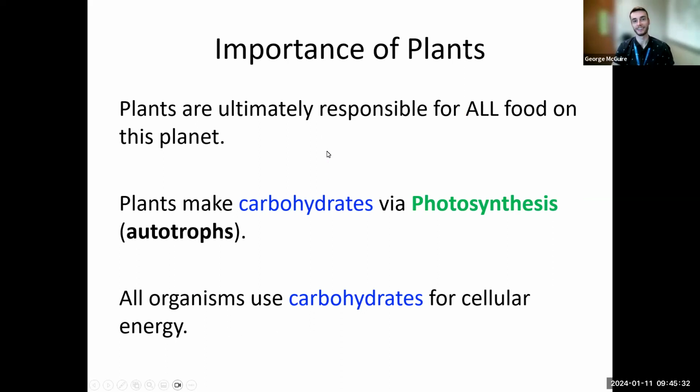So this is basically restating what I was just talking about, right? Plants, through this process of photosynthesis, are ultimately responsible for all of the food on this planet. So without photosynthetic organisms, animals would perish. We have no way to create new food. We just have the ability to consume it and transform it. And thus all carbohydrates come from plants, come from photosynthetic organisms in general.